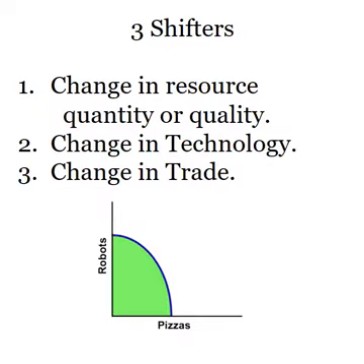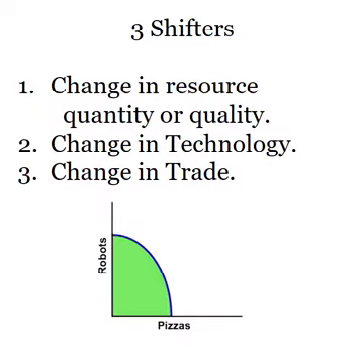Most economic models have shifters. Shifters are something that shift or move the curve. In this case, there are 3 shifters for the PPC. The first one is when resources change in either quantity or quality. So for example, if there are more resources, then you can produce more of both.